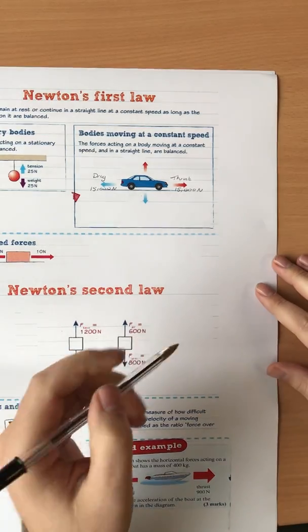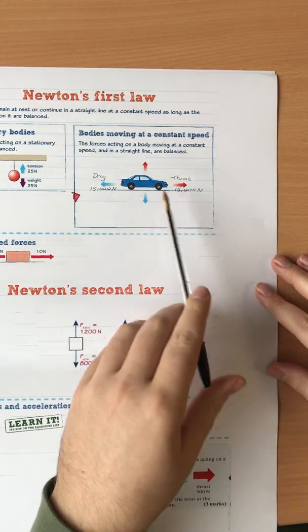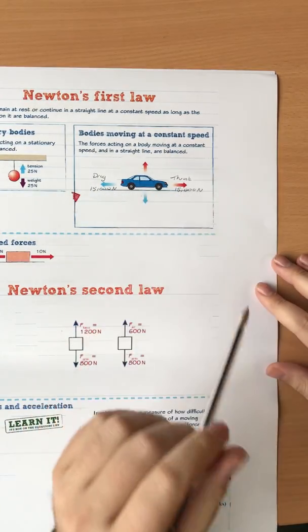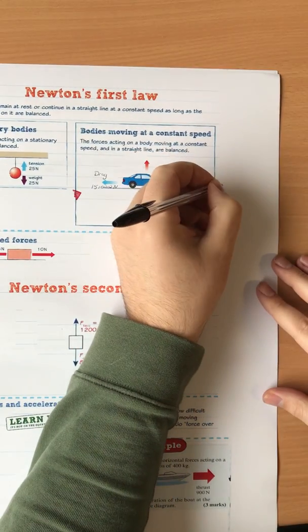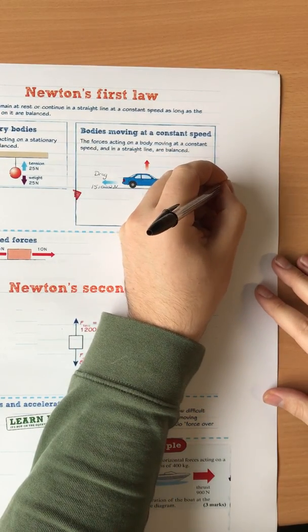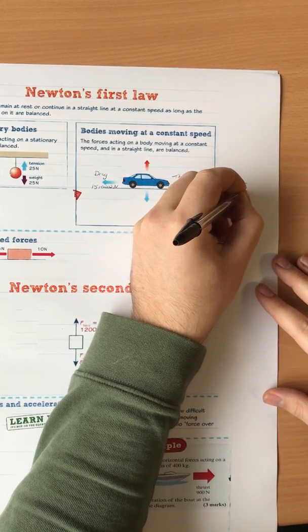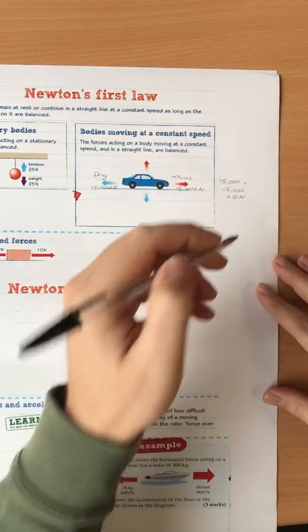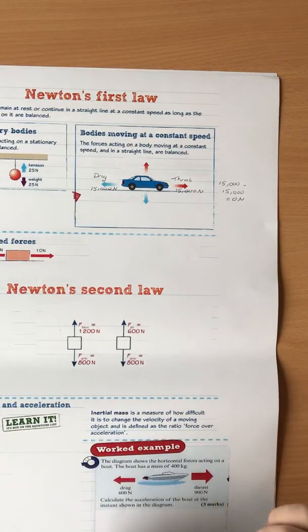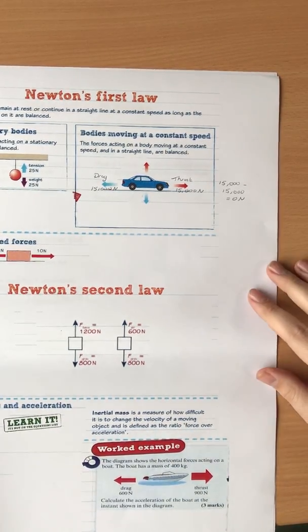Therefore, if I was to calculate the resultant force in the horizontal direction, you would subtract both values. 15,000 subtract 15,000 equals 0 newtons. There is no resultant force. This means that the object, which in this case is the car, is moving at a constant speed.